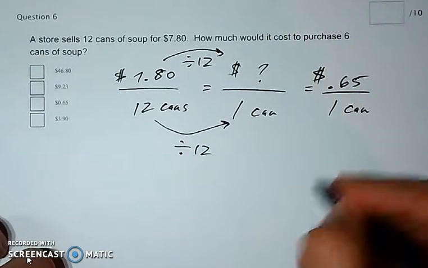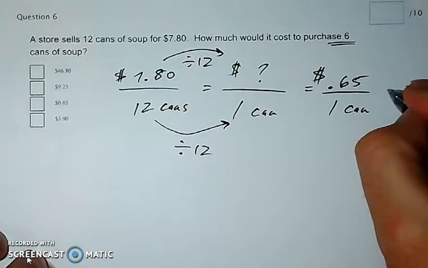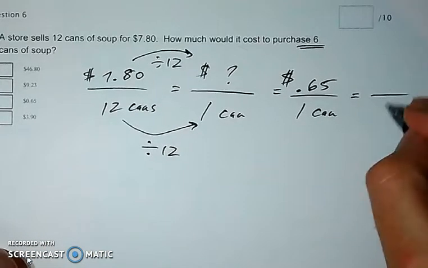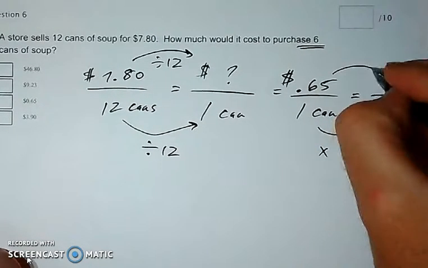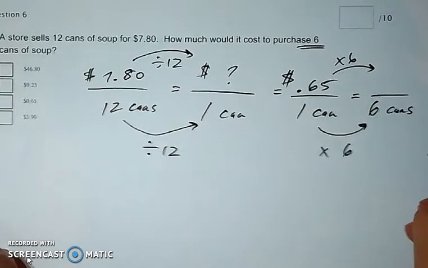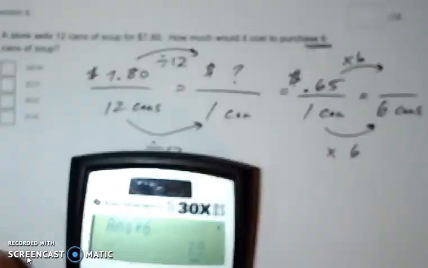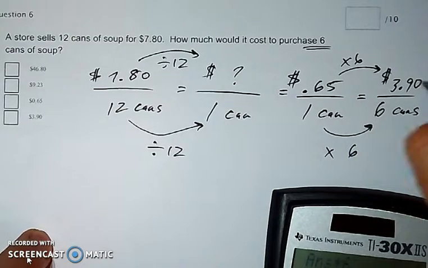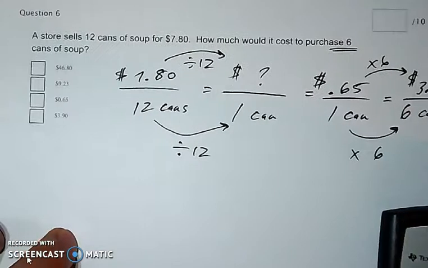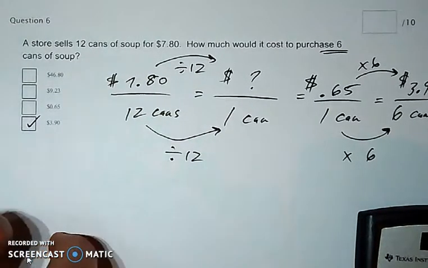Right, but we don't want to know one can. We want to know how much is it going to cost for 6 cans. So, as you probably know, we need to go ahead and multiply by 6 on the bottom and the top to find our final answer here. So, 0.65 times 6, the cost of 6 cans is going to be 3.9. 3.9, since we're talking about money, is 3.90, which is $3.90. That's your final answer. Don't get tricked by the 0.65, right? That's the trick answer.